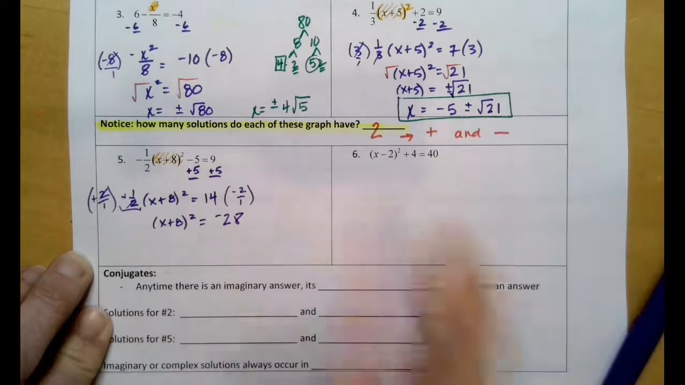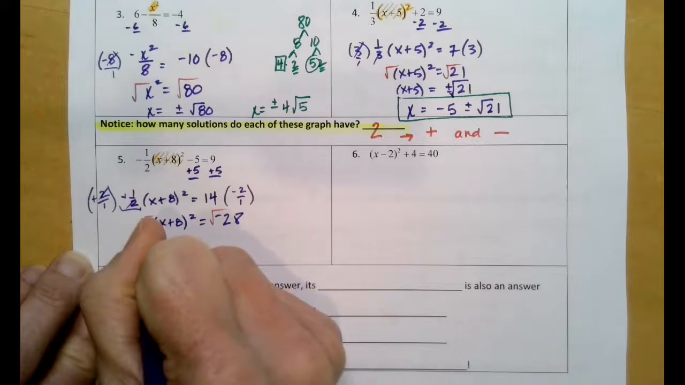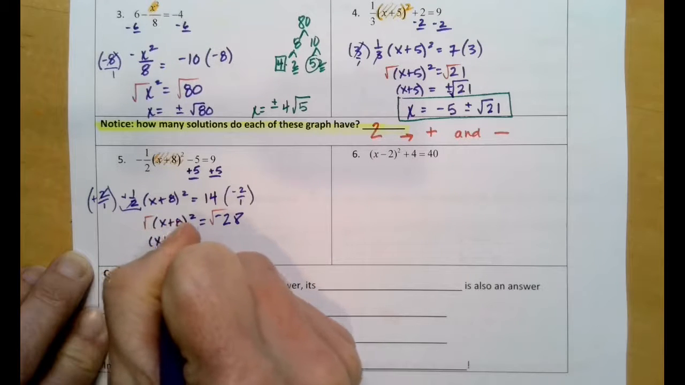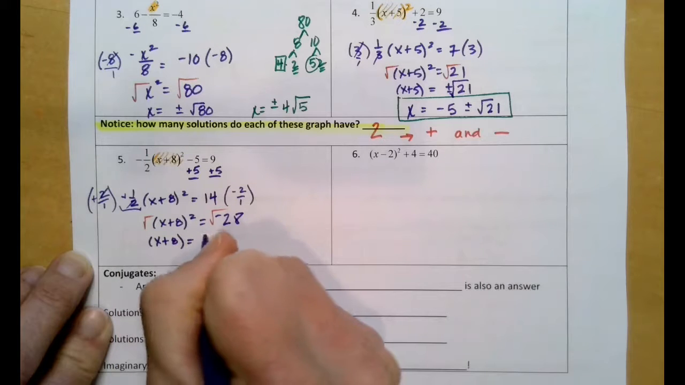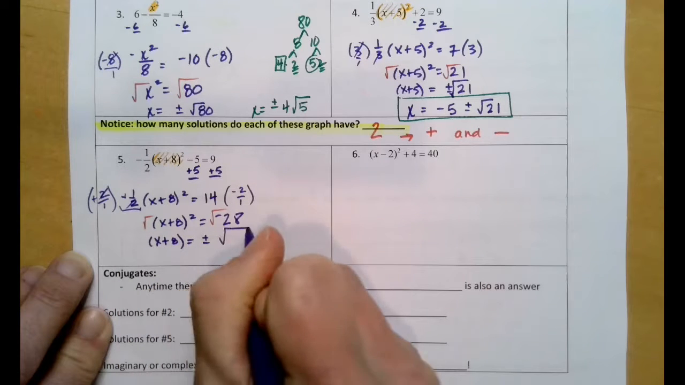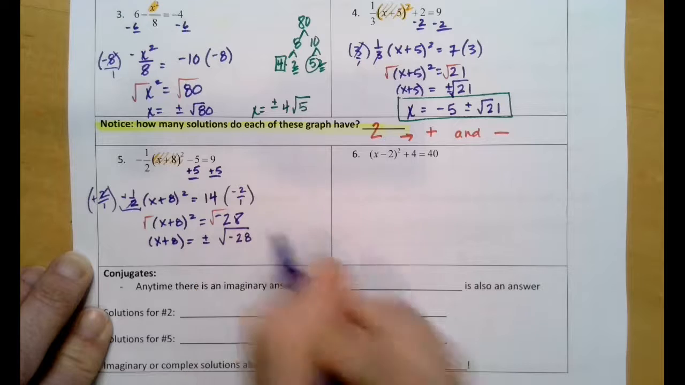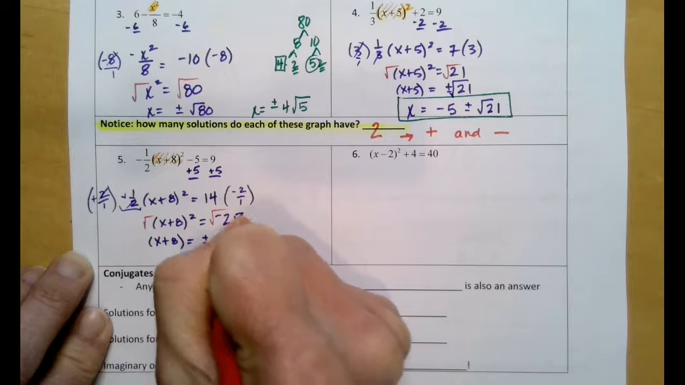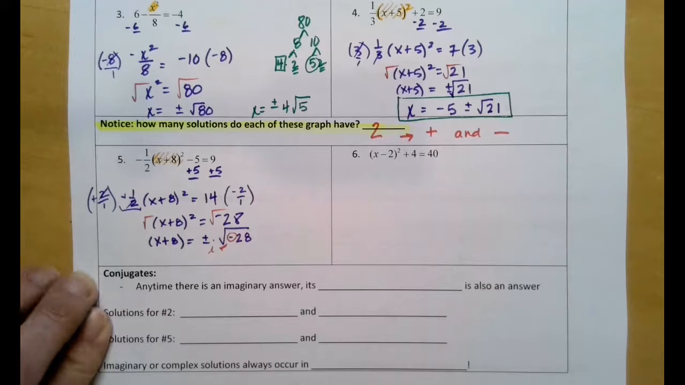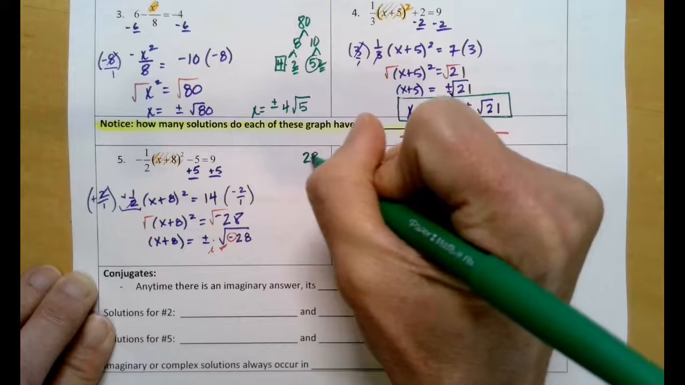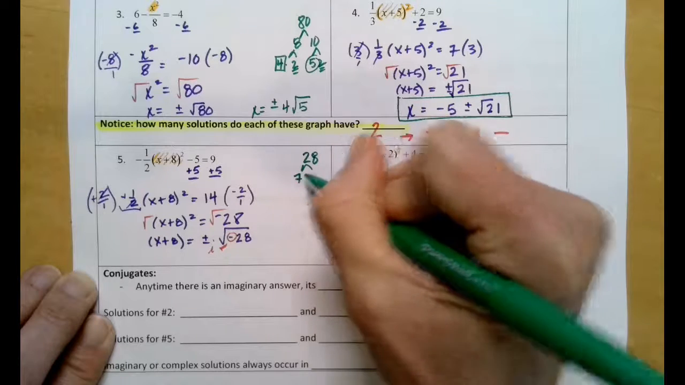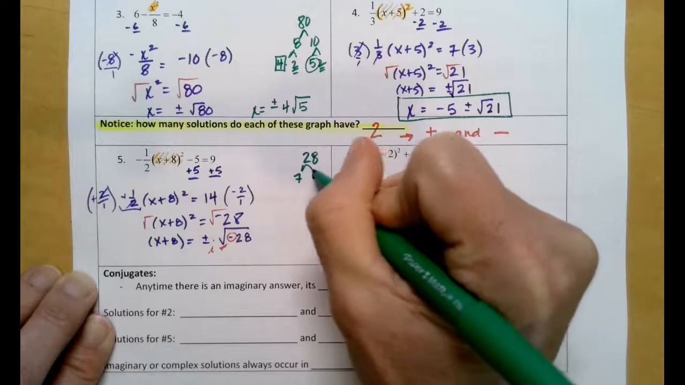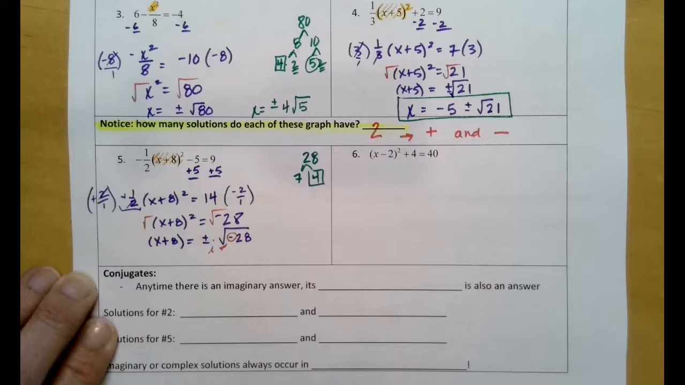When I take the square root of each side, I get x plus 8 is equal to plus or minus the square root of negative 28. So this negative sign has to come out as i, because the square root of negative 1 is equal to i. And then I have to talk about 28. If I break down 28, 28 breaks down into 7 times 4. And of course, 4 is my best friend. He's a perfect square.